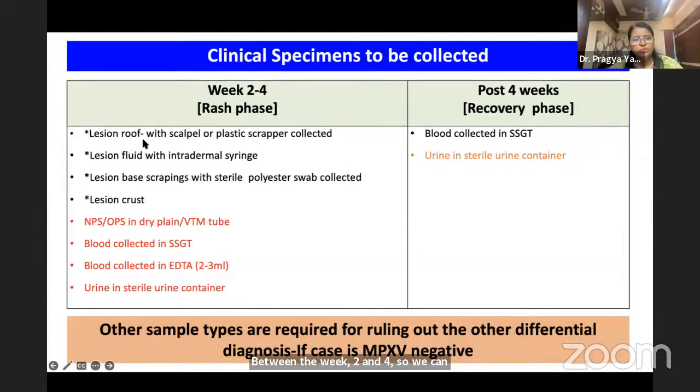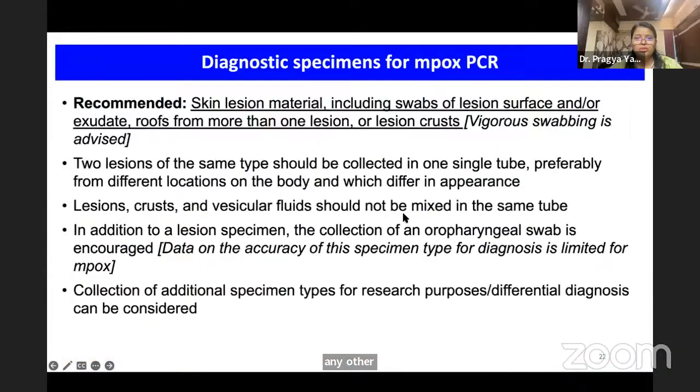these samples: lesion roof, lesion fluid, lesion base, lesion crust. But in a country like India, where it is not endemic, we also need to look at the differential diagnosis. So we can collect NPS and OPS, which are nasal and oropharyngeal swabs, as well as blood and urine in a sterile container. They can help us understand if there is any other etiology present if it turns out to be monkeypox negative.